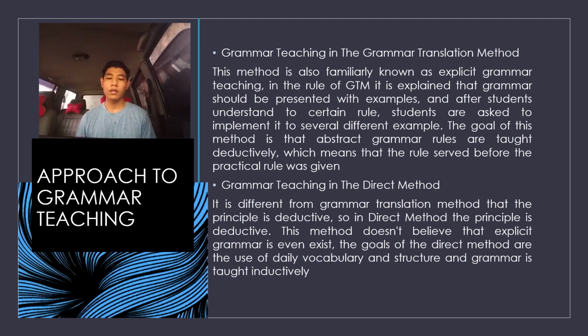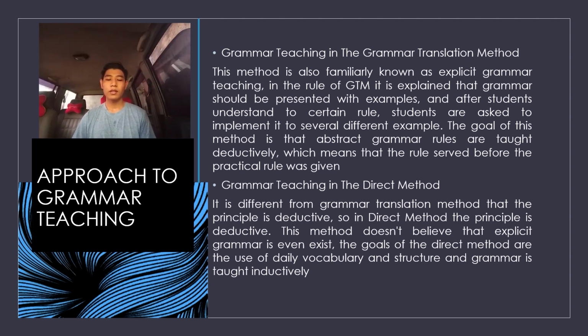In the rule of the GTM, it is explained that grammar should be presented with an example. After students understand a certain rule, students are asked to implement it in several different examples. The goal of this method is that abstract grammar rules are taught deductively, which means that the rules are served before the practical examples are given.